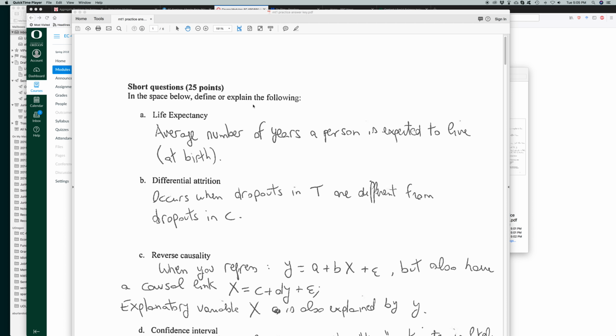This is a recording of the answer key. You will find the file on the Canvas website.